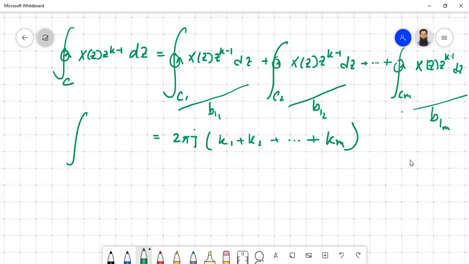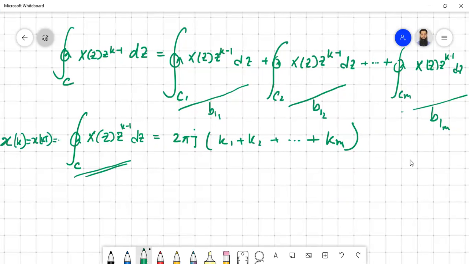On the other side, what we have is the closed integral of the whole function over the whole region where it is analytic. Now we can write easily that this is nothing but our x(k) or x(kT), obviously with 1 by 2 pi j. So if you put 1 by 2 pi j here, they get cancelled out. So x(k) or x(kT) is simply the summation of these residues that we calculated.